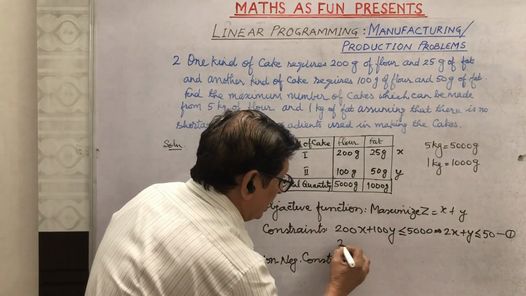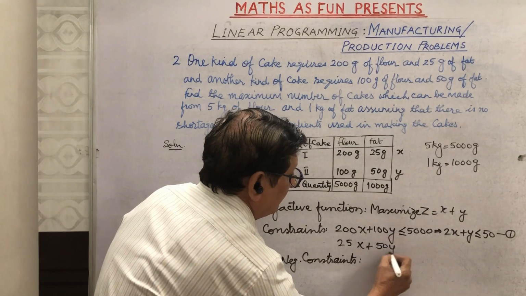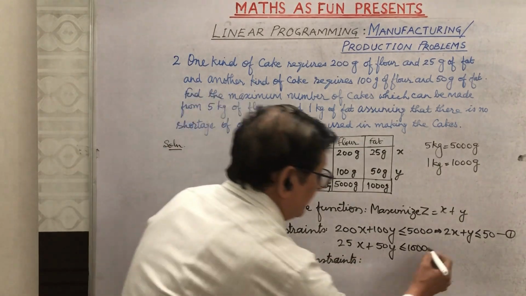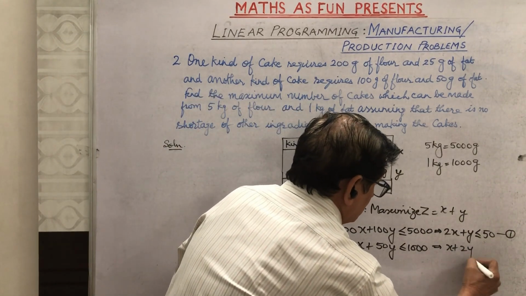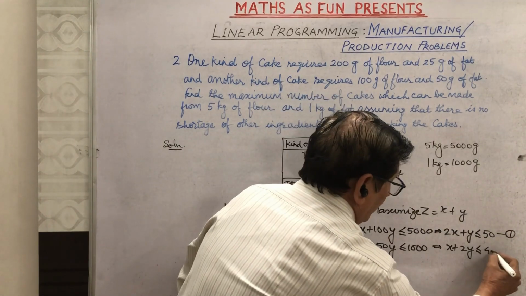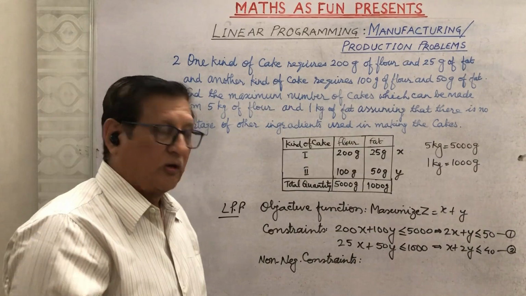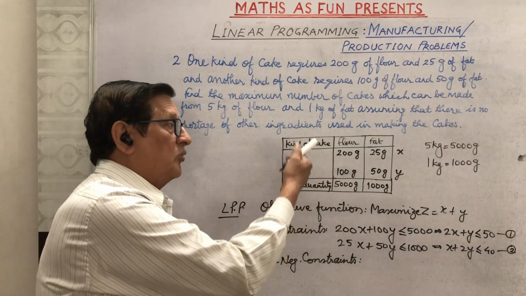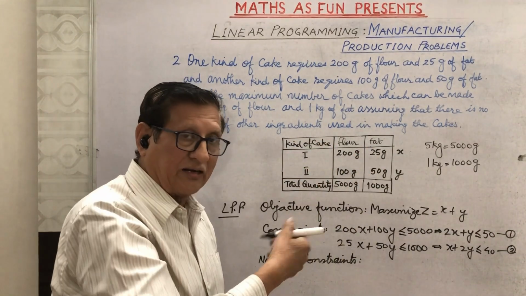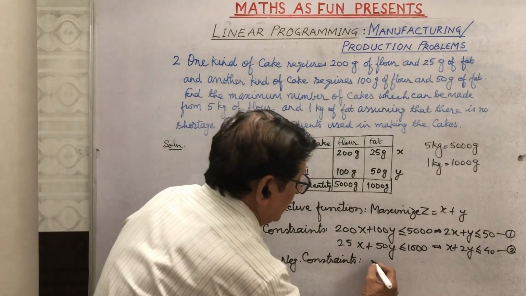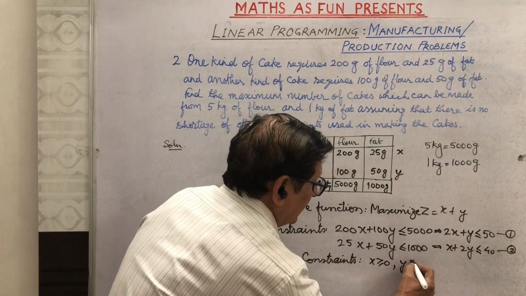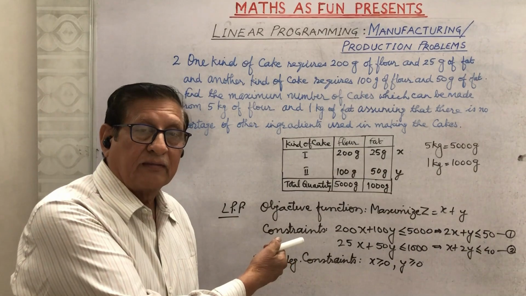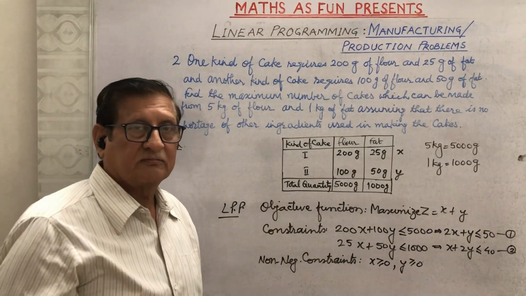The second one, 25x plus 50y less than equal to 1000. If we divide by 25, we are getting x plus 2y is less than equal to 40. This is second inequality for the constraint. Because we are requiring to make the number of cakes, that has to be positive. So non-negative constraints are x is greater than equal to 0, y is greater than equal to 0. And now we have to do the graph and find the maximum number of cakes.